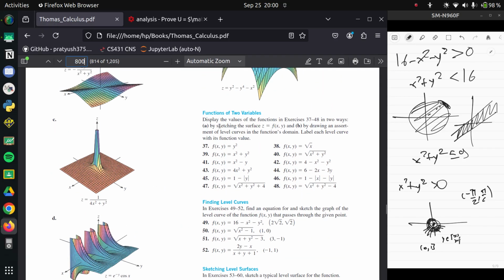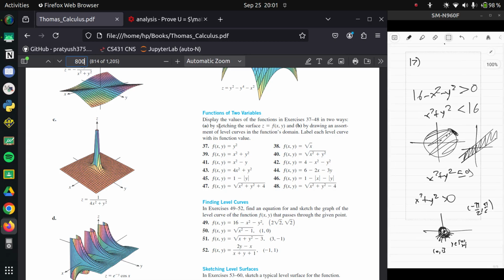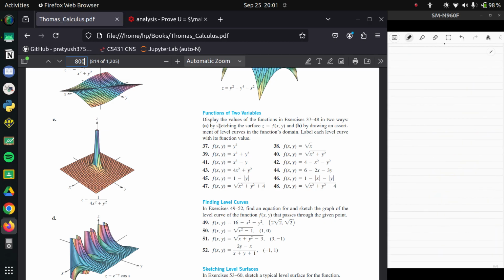Anyway, functions of two variables display the value of the functions in two ways: by sketching the surface, or by drawing an assortment of level curves in the function's domain. So sketching the surface is kind of complicated. Z equal to f of x, y. I don't know how to properly sketch surfaces actually. Label each level curve with its function value. So I suppose the best way to sketch surfaces is to draw a lot of points and then join them. For example, if you had f of x, y equal to y square, basically z equal to f of x, y is what you want to do.